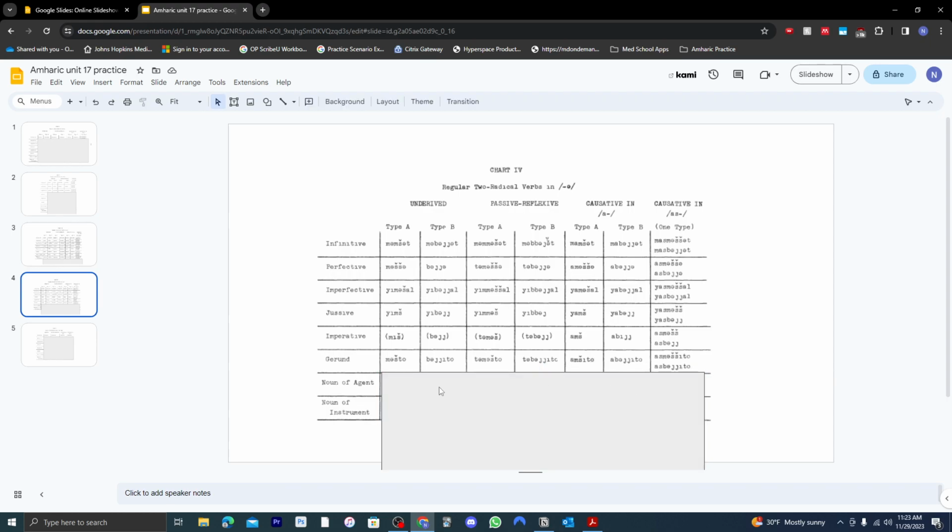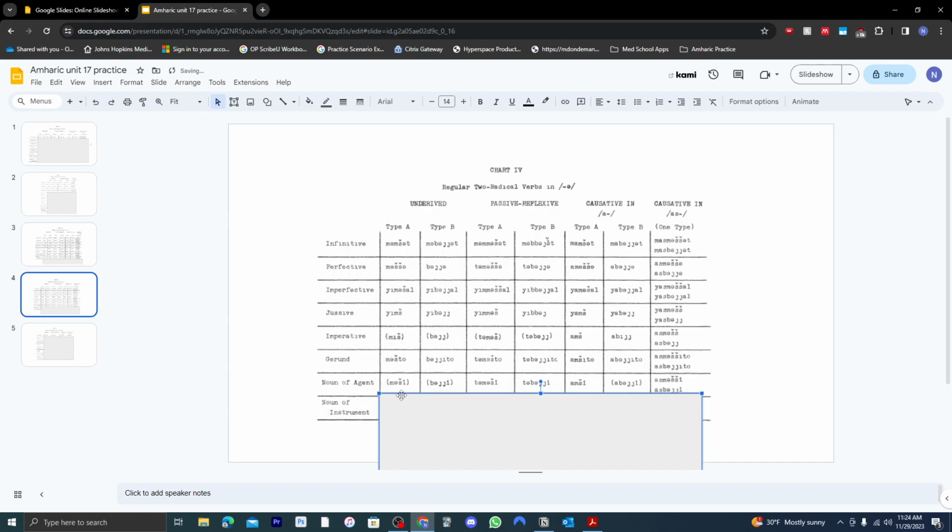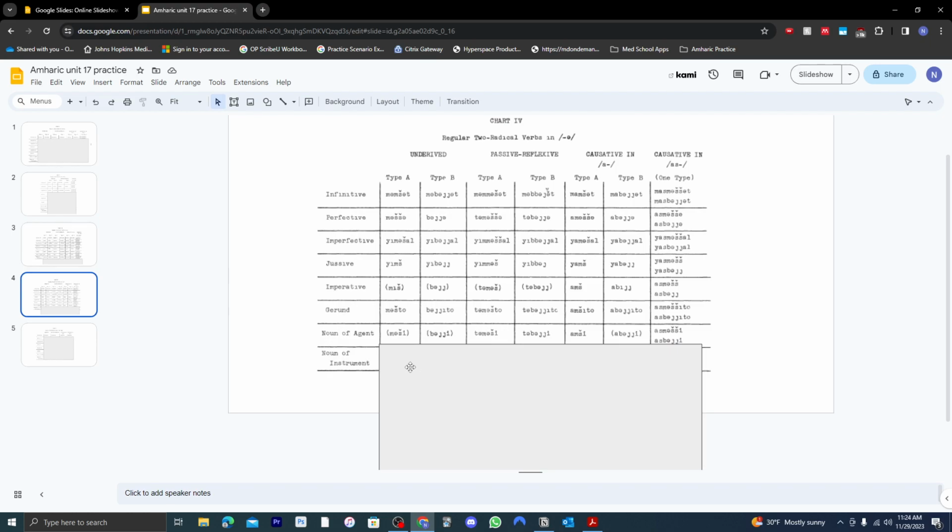Okay. Noun of agent. So it keeps beating me up. So I think it will be the imperative with an I. So mishi, beji, emishi, ebeji, amshi, abiji, amshi. And we'll see how that looks. Meshi, beji, temeshi, tebeji, amshi, abiji, amishi. Okay. Time for the home run.